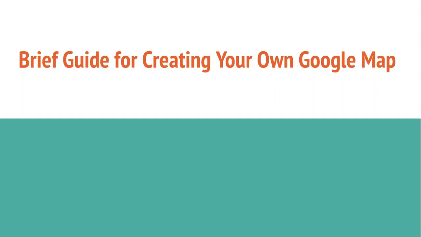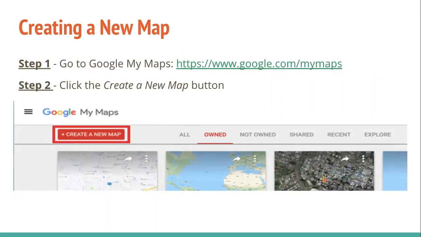Today I'll be giving you a brief overview on how to create your own personalized map using the Google My Maps platform. So, in order to create your own personalized map with Google Maps, you will first need to go to the My Maps platform, which you can access through this link.